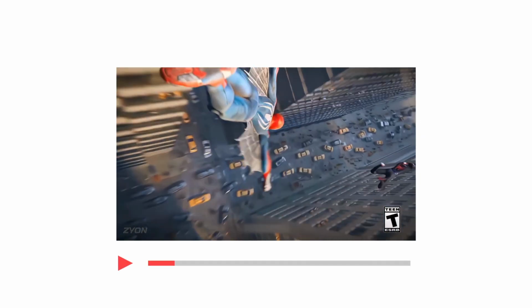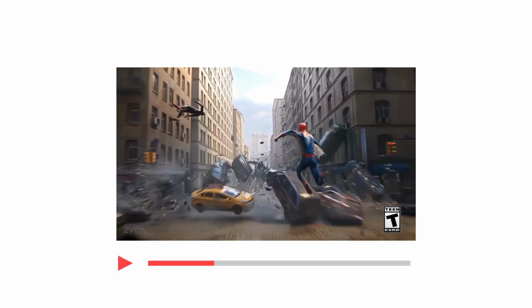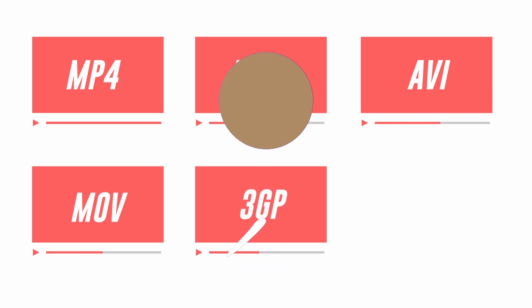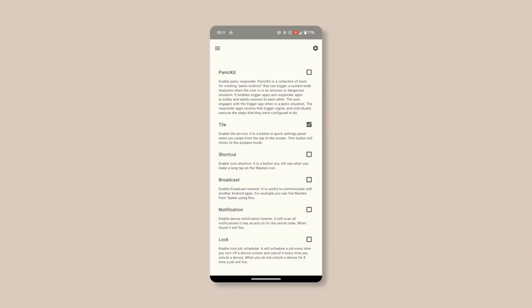Take an example of WhatsApp that it doesn't allow you to upload a video status or send video files in formats other than MP4, MKV, AVI, MOV, and 3GP. So, if you have a video that's in other formats, you can simply use the app to decode the video for easy sharing. This is Wasted.